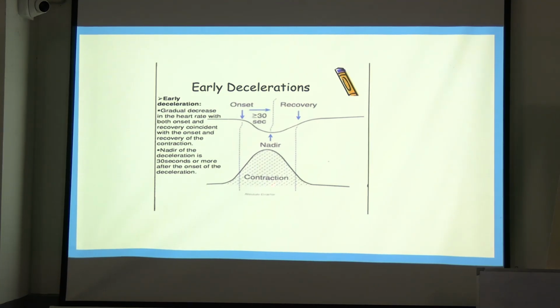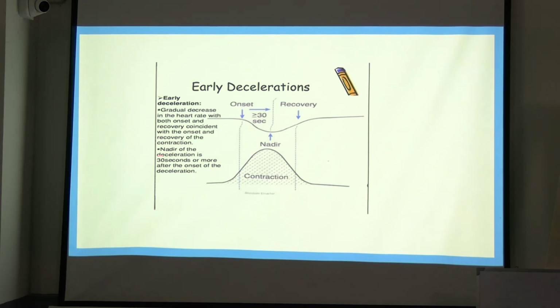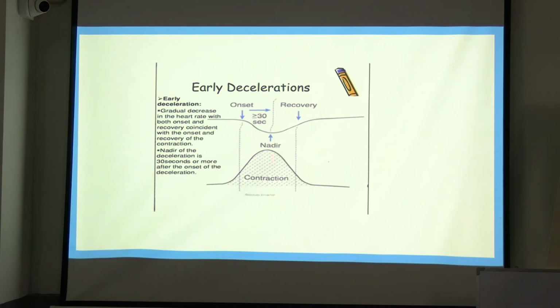So, you have to match the highest point of contraction with the nadir, the deceleration's lowest point. The gradual decrease in the heart rate with both onset and recovery coincident with the onset and recovery of contraction. That is, this is the mirror image. Early deceleration is the mirror image of the contraction. Whenever the contraction occurs, early deceleration will occur.